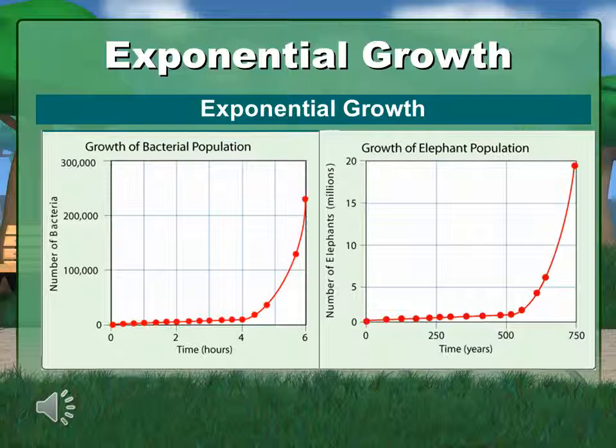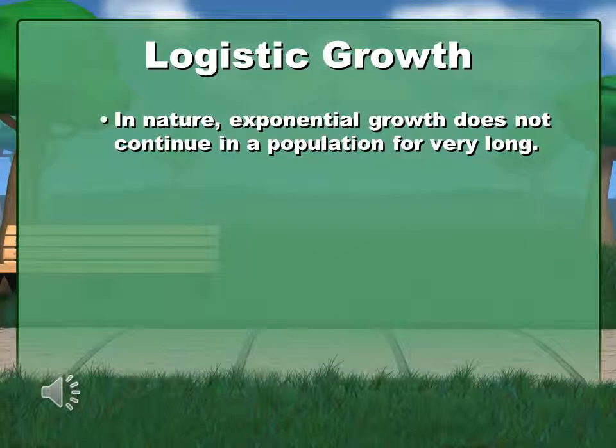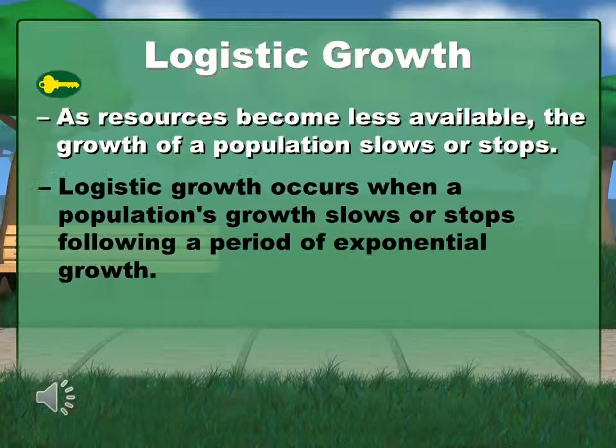Exponential growth. In the presence of unlimited resources and in the absence of predation and disease, a population will grow exponentially. Both hypothetical graphs show the characteristic J shape of an exponential population growth. Logistic growth. In nature, exponential growth does not continue in a population for very long.